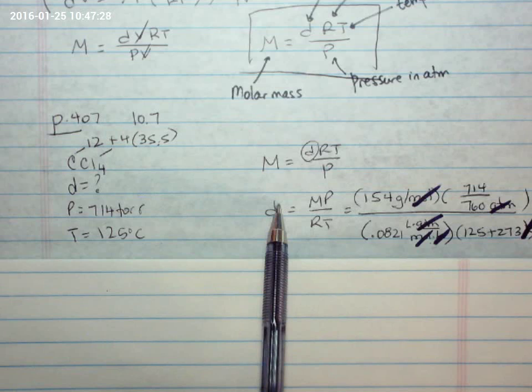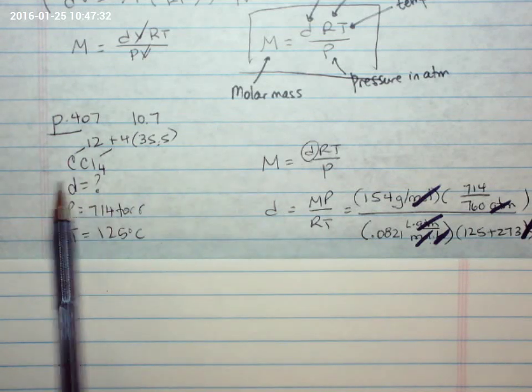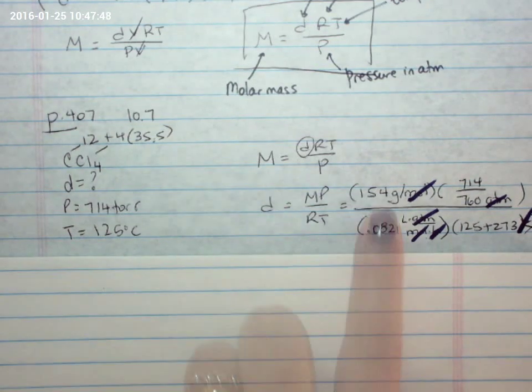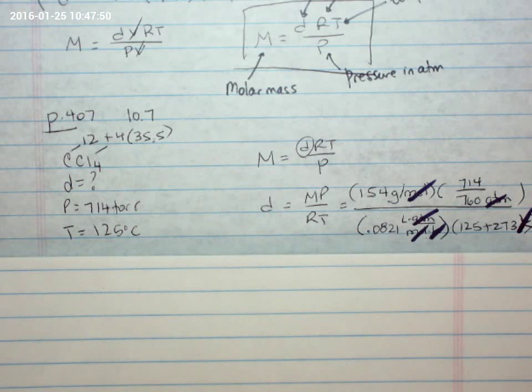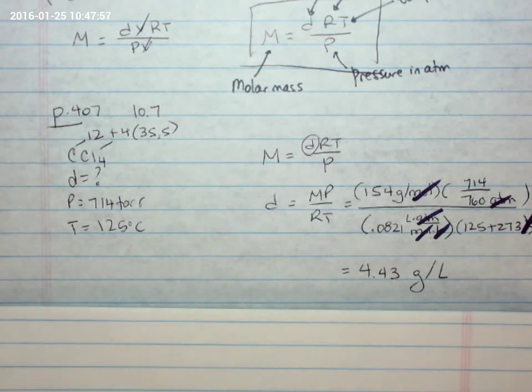What about M, molar mass? Oh, but I know it's carbon tetrachloride. What's the formula for carbon tetrachloride? CCl4. How do you get molar mass if you know the formula for something? You just look at the periodic table. You take the mass of one carbon plus 4 chlorines. And it ends up being 154 grams per mole. It's just a matter of taking these numbers in the correct units, shoving them into that formula, solving for D. So what do you get for D? 4.43 grams per liter.